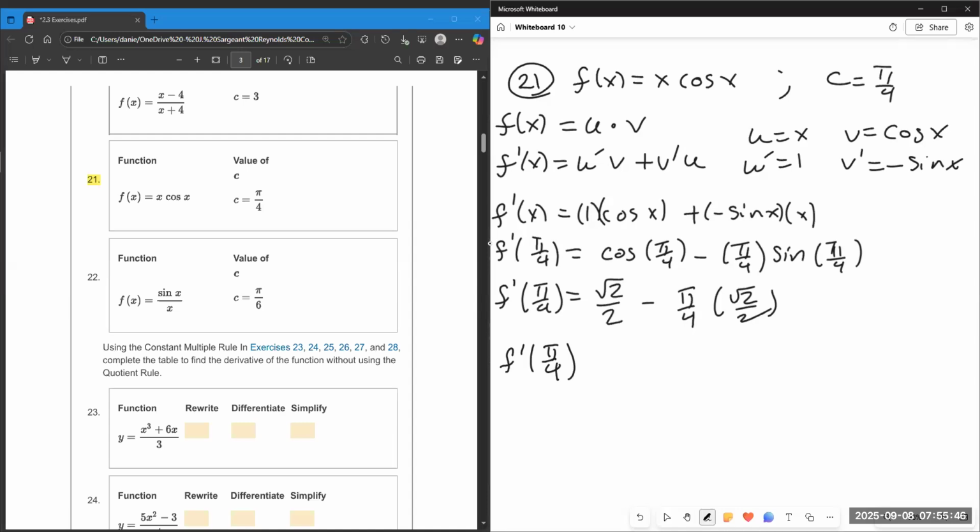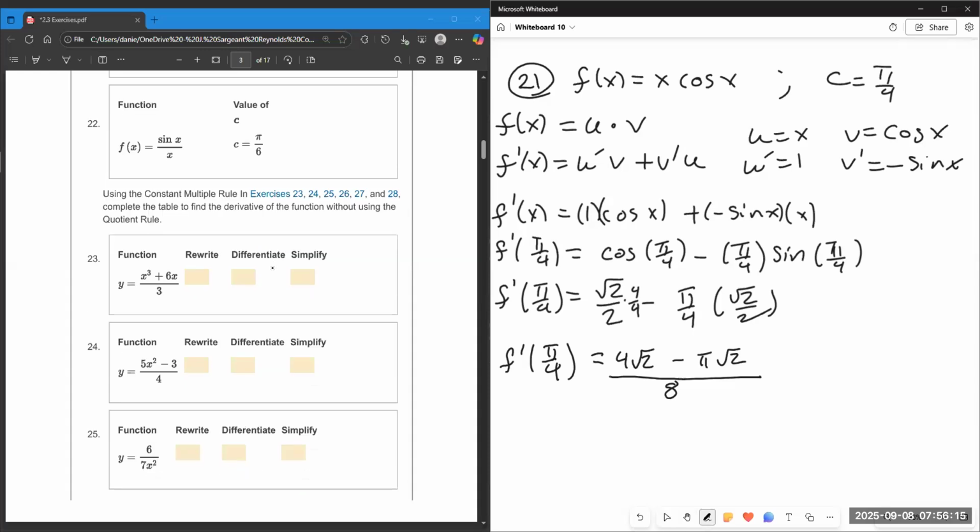I'm just going to probably make a common denominator here and multiply by 4 over 4 here and make this 4 root 2 minus pi root 2 over 8 as my simplified answer. If you want to take the square root of 2 out of that, I think that would also be okay.